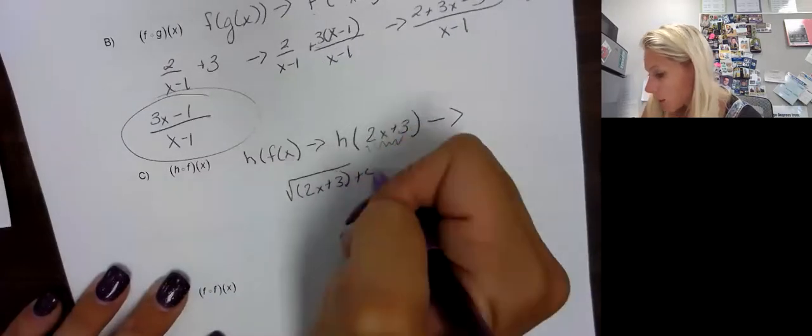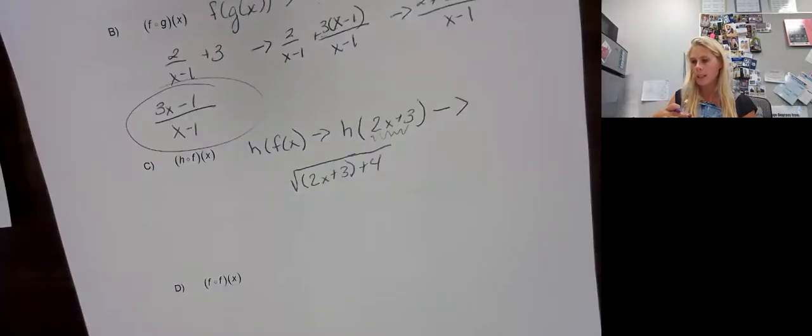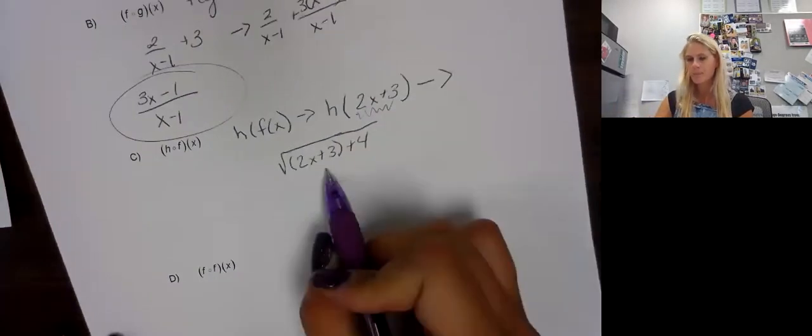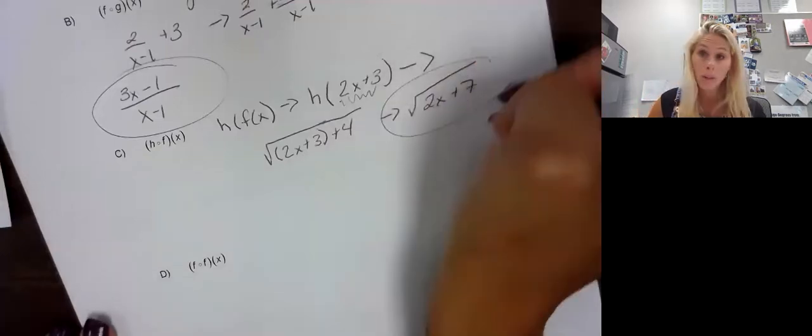So again, it looks like h of x, but instead of x, we have the f. Of course, we can simplify that a little bit more. We get 2x plus 7. Square root of that is.